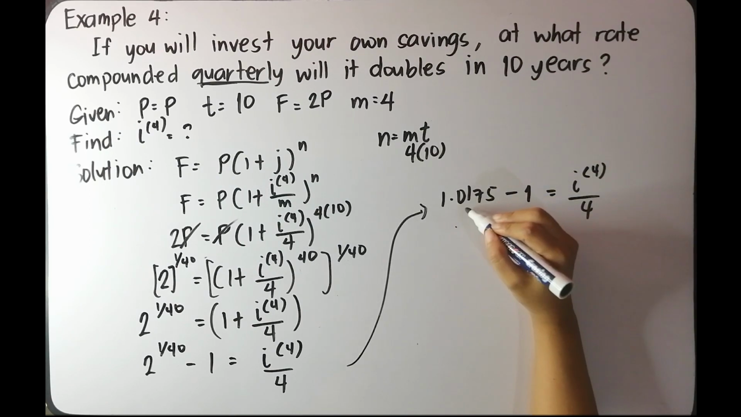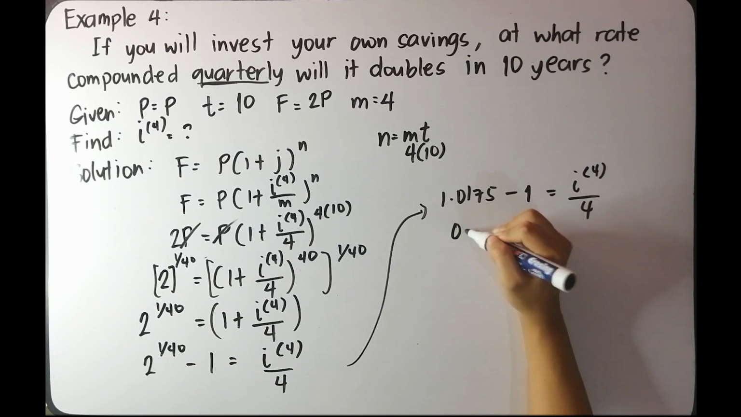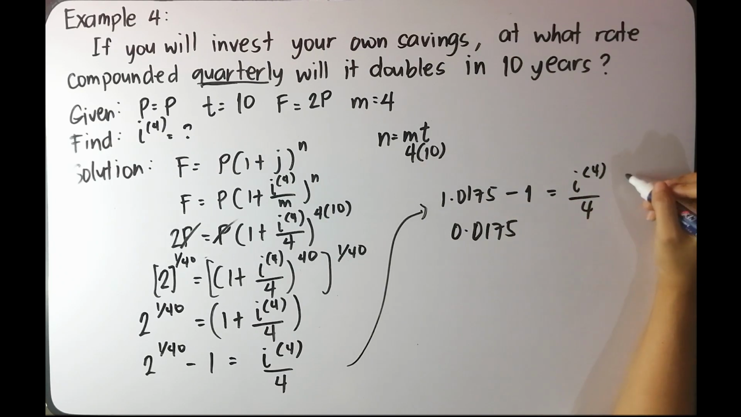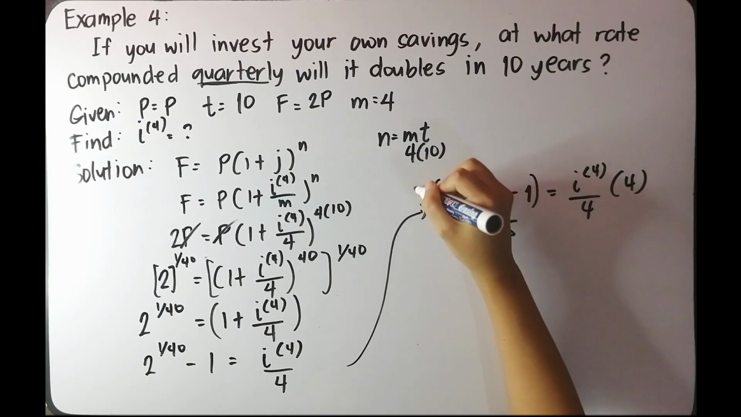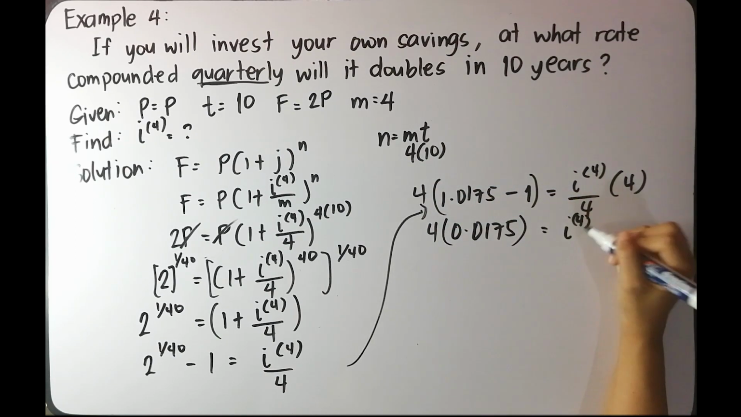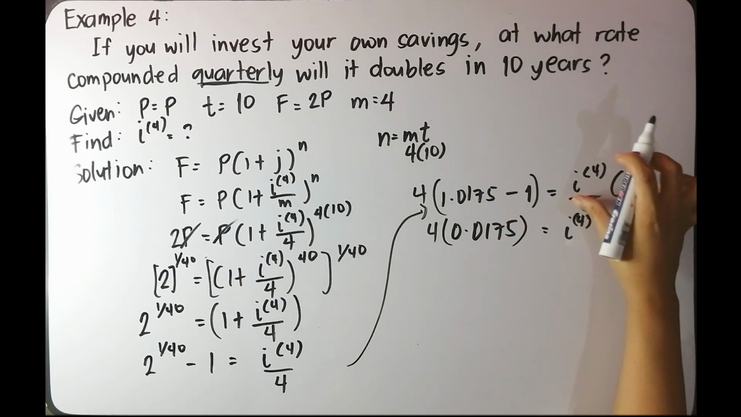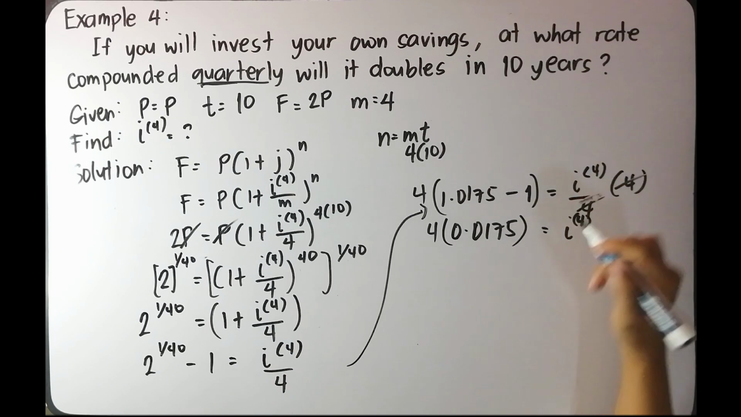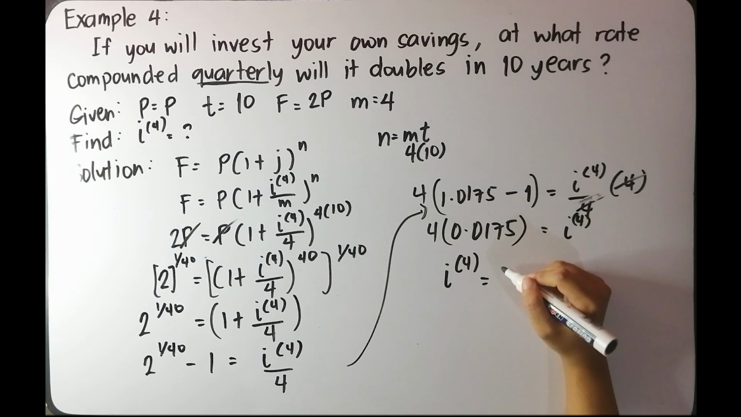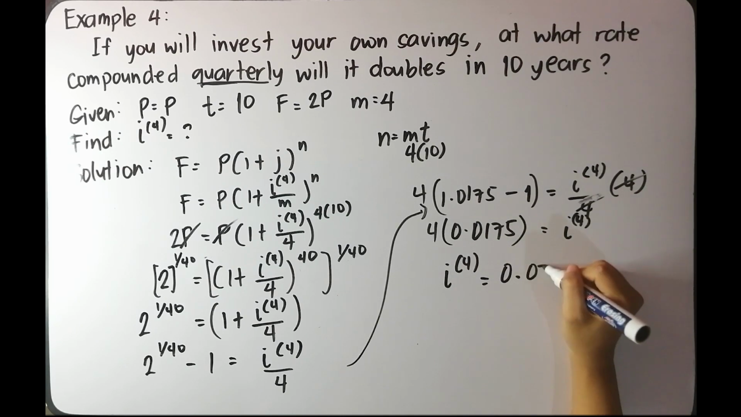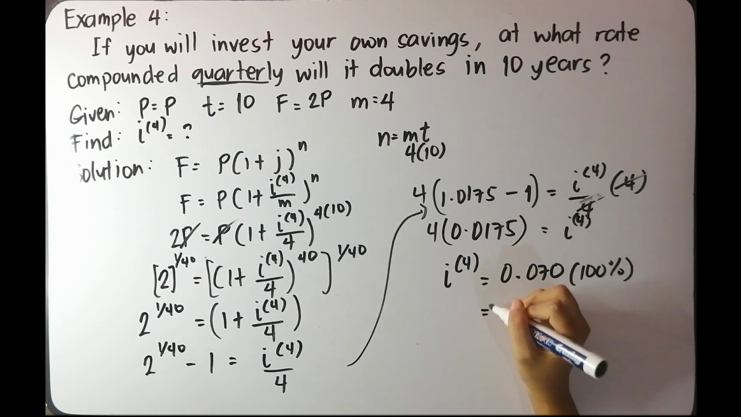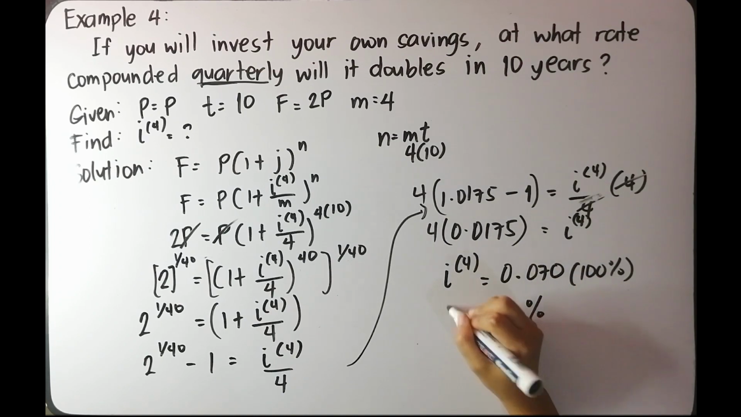So we have 1.0175 minus 1, which is 0.0175. Let's multiply both sides by 4. So we have 0.0175 times 4 equals i^(4). The value of our i^(4) is equal to 0.070, or if we multiply it by 100%, we have a rate of 7%.